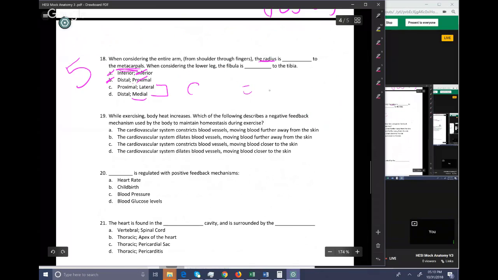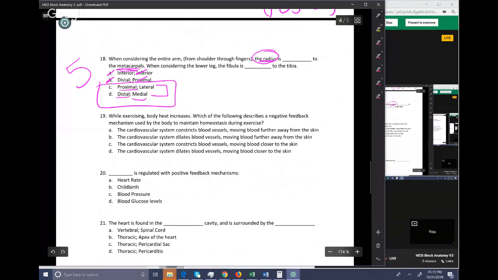Again, there might be more than one way that you could describe how those relate to each other, but our only 2 options are going to be proximal or distal. So just like lateral medial, we've got this narrowed down to where we know that they're not going to talk about inferior and superior or anything like that. We need to decide if it's proximal or distal. We're talking about the radius.